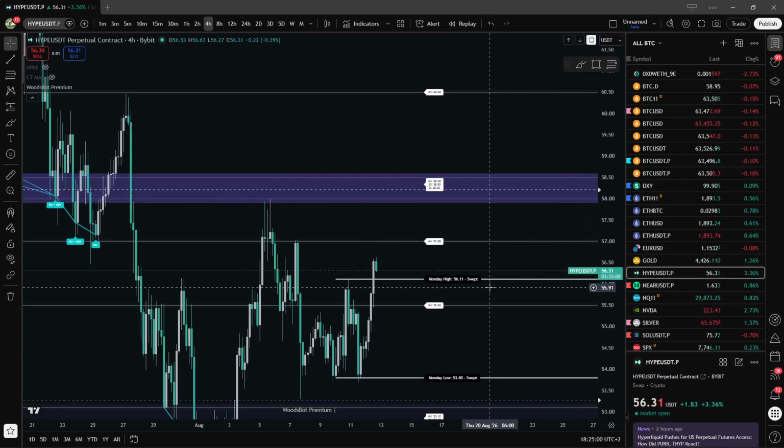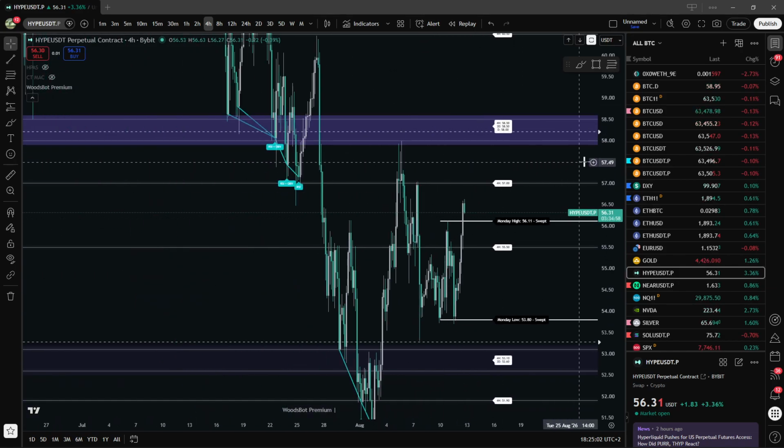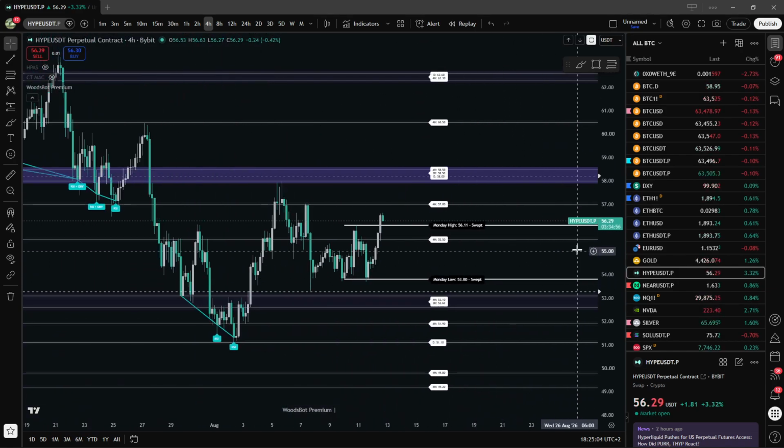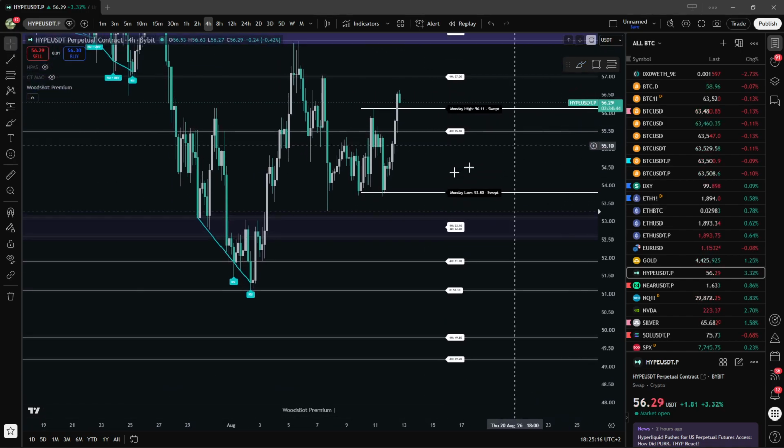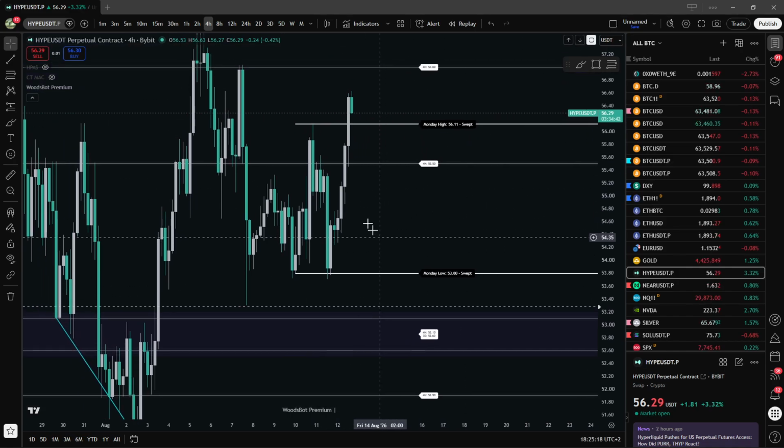Hype actually looks really good. It managed to close a 4-hour candle above the Monday range highs, so it didn't create an SFP. This is important. Yeah, I wanted to show you guys. This was really nice. This was so good.